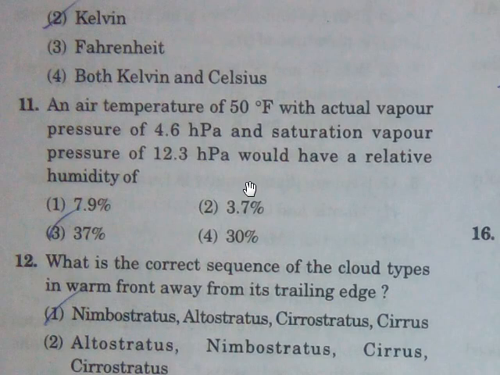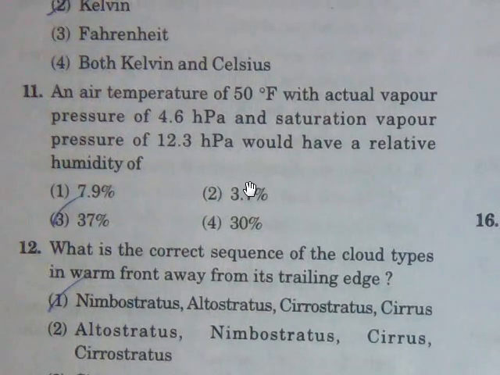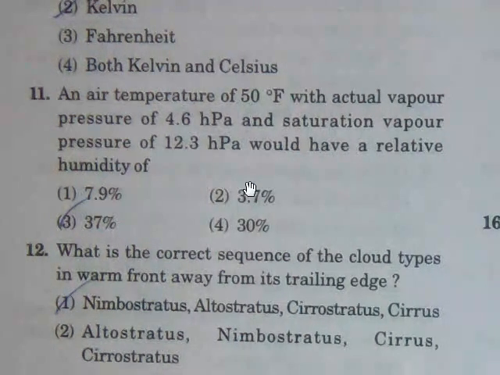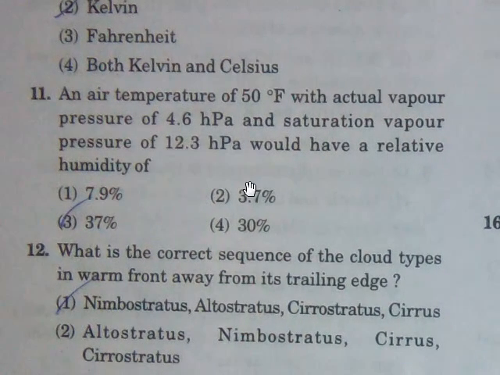Next, at an air temperature of 50 degree Fahrenheit with actual vapor pressure 4.6 hPa and saturated vapor pressure 12.3 hPa would have a relative humidity of 37%.